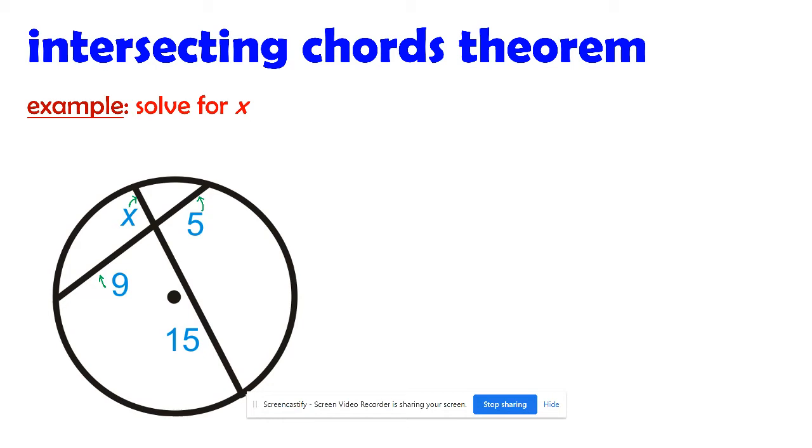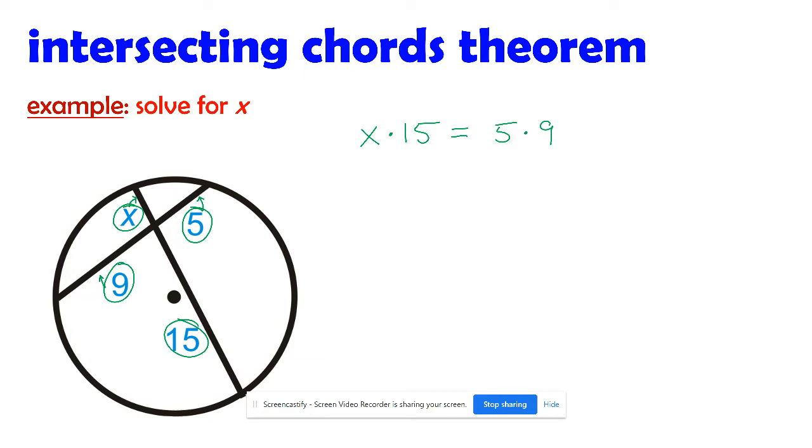So using this rule, what we can say is X and 15, these are two parts of the same chord, X and 15. So I can take X times 15, and then I've got the 5 and the 9. Those are the two parts of the other chord. So I have 5 times 9. And I can say that these two things are equal. X times 15 is equal to 5 times 9.